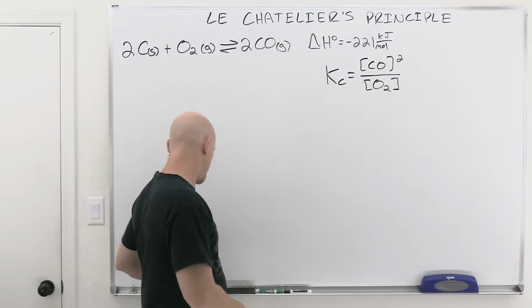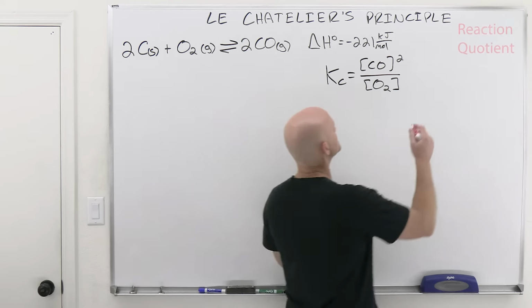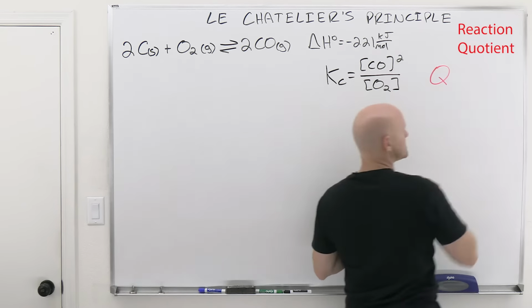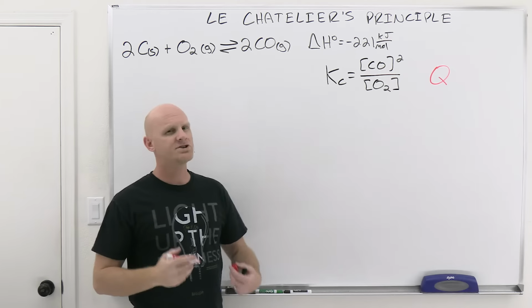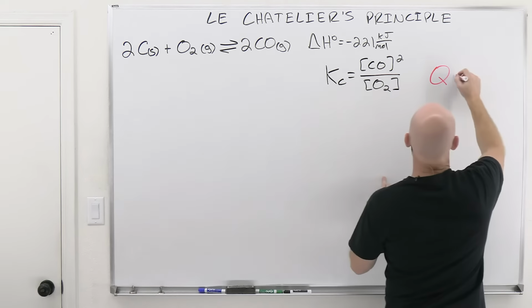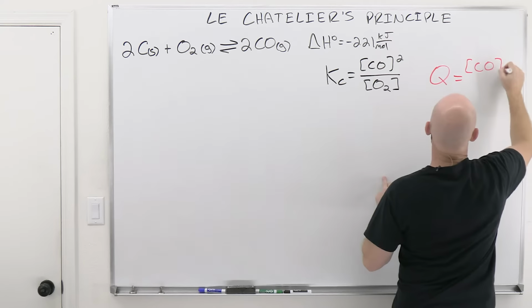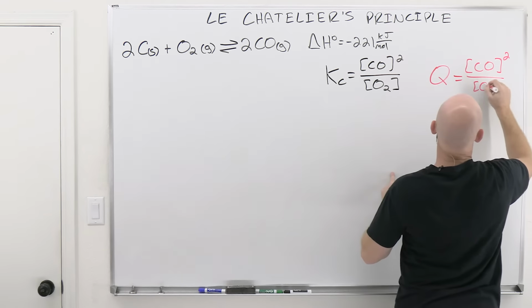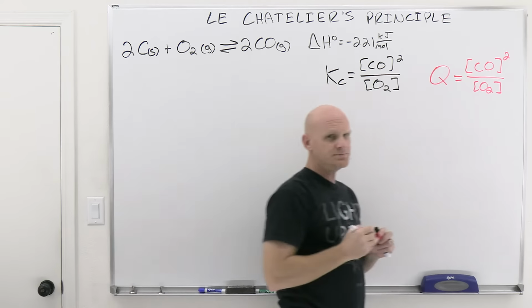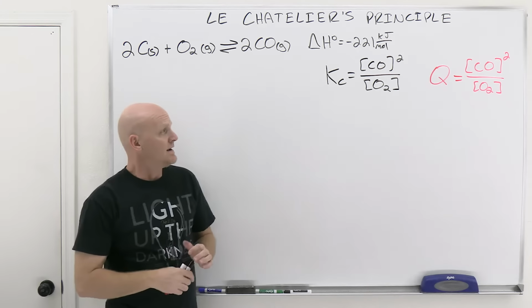Now we've got to define something else here, and that is what's called the reaction quotient. We alluded to the reaction quotient in the last lesson. It's represented by the letter Q, and it's equal to the ratio of products to reactants in a reaction. So for the one we've been dealing with again here, CO squared over O2. And so we have an issue.